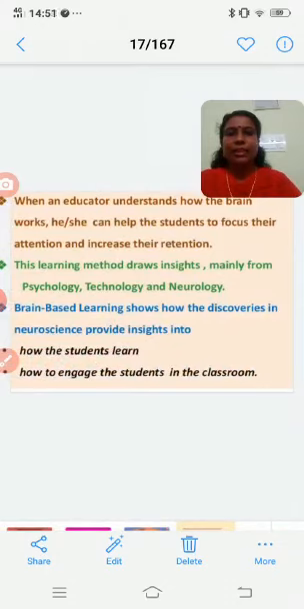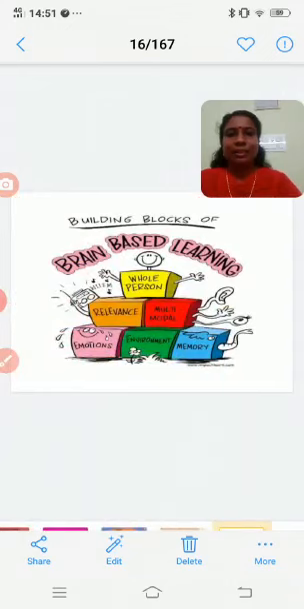When an educator understands how the brain works, he or she can help the students to focus their attention and increase their retention. This learning method draws insights mainly from psychology, technology, and neurology. Brain-based learning shows how the discoveries in neuroscience provide insights into how the students learn and how to engage the students in the classroom. Now you can see the building blocks of brain-based learning.